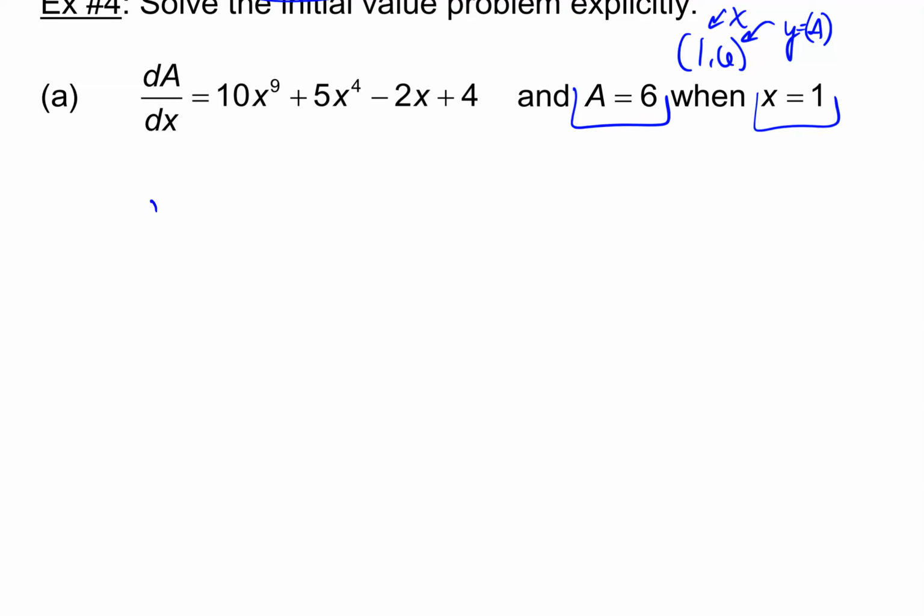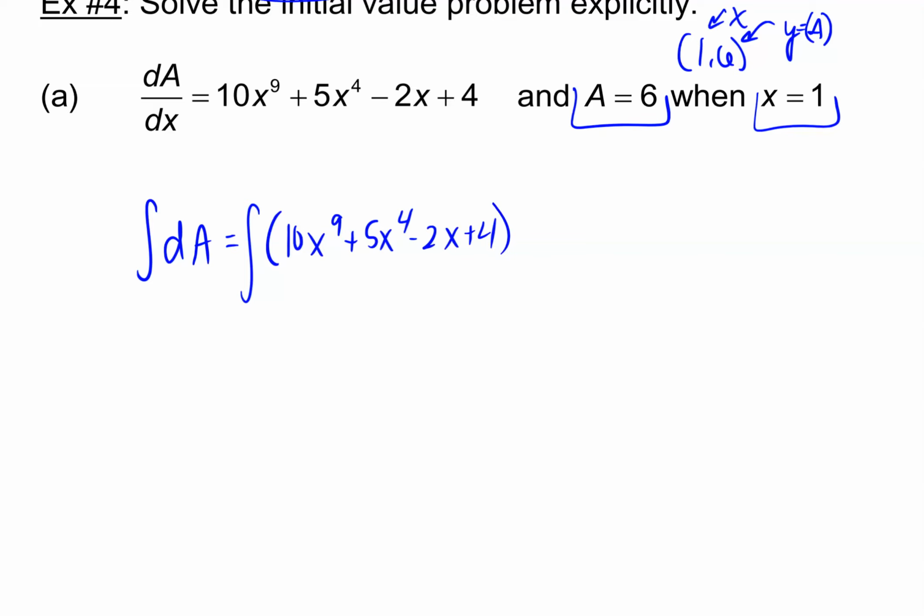Okay, so let me start by writing dA equals the integral of 10x to the 9th plus 5x to the 4th minus 2x plus 4 times dx. All I did was multiply by dx first. There we go. Let's take the integral.